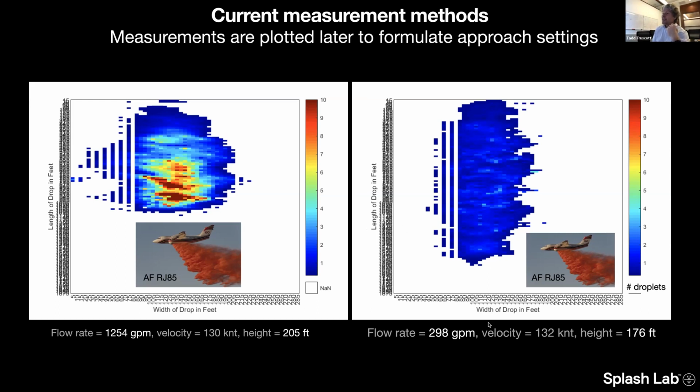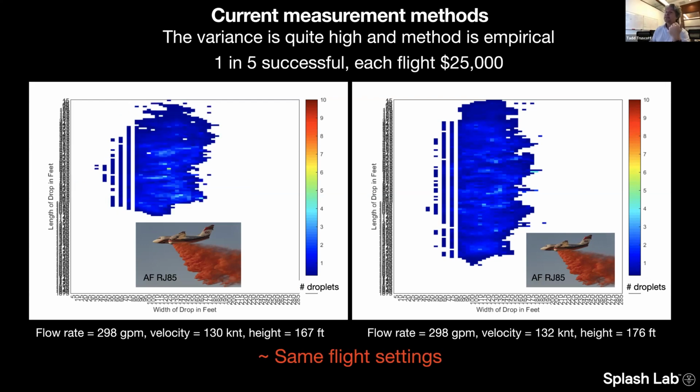Anyway, on the right-hand side, this is interesting, same jet, almost the same, a lower flow rate, 132 knots and then 176 feet. And sure enough, this is what we would expect. We would expect a lower coverage. That's great. But sometimes they have the exact same one. So here we have 298 gallons per minute, 130 knots, 167 feet. And the one on the right is almost the same. It's only 10 feet higher. And you can see that the amount of coverage is actually quite a bit different. And so they have a lot of variance. And this is part of the problem as well.